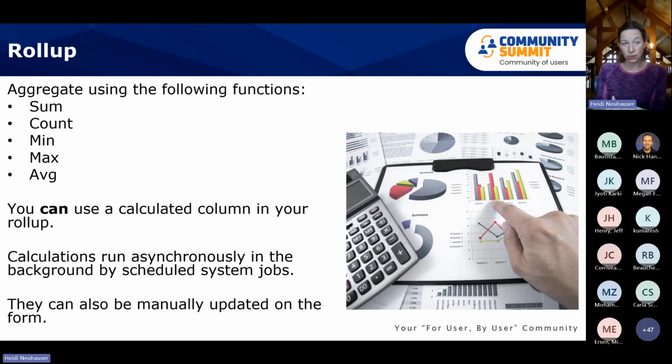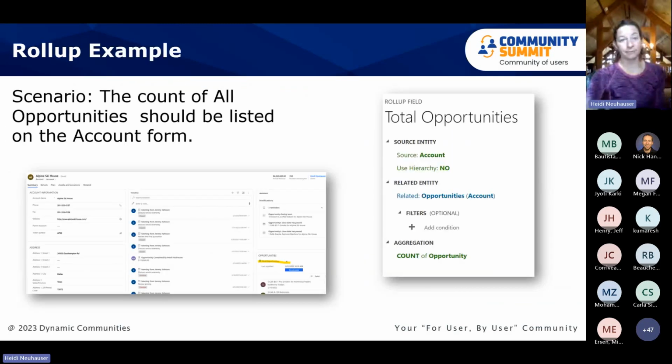Here's a roll-up field. Roll-ups can aggregate using any of these functions: sum, count, min, max, or average. You can use a calculated column or field on your roll-up. Calculations will run asynchronously in the background by scheduled system jobs. That means they only happen once a day. You can manually update them on the form though.